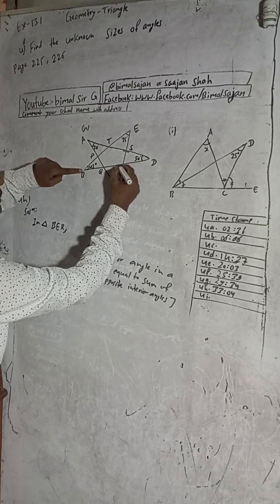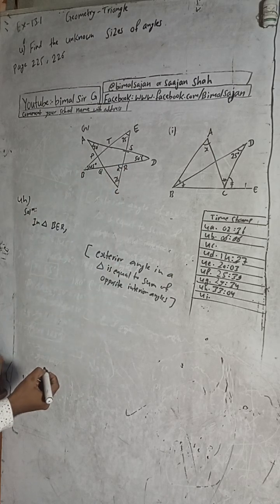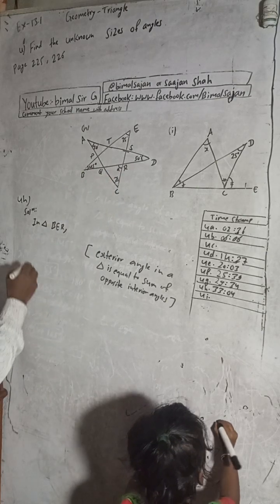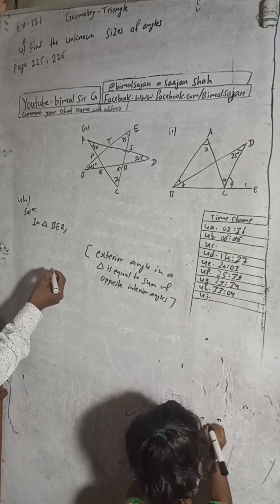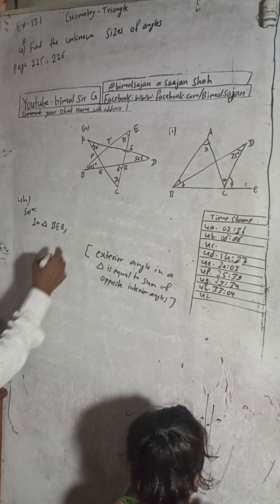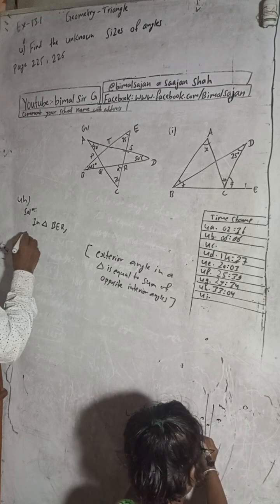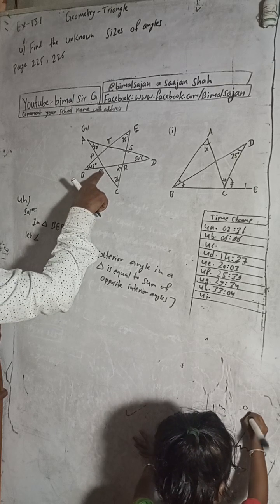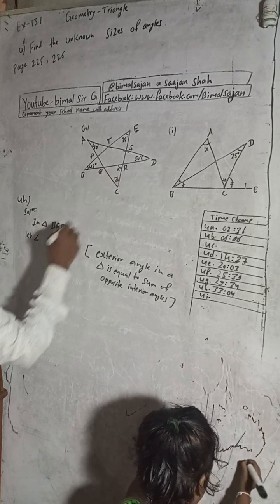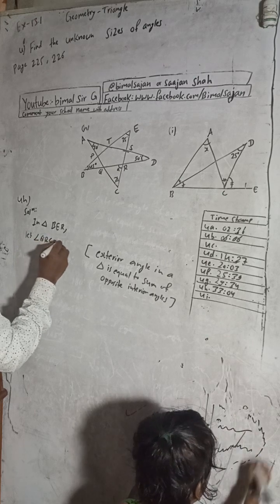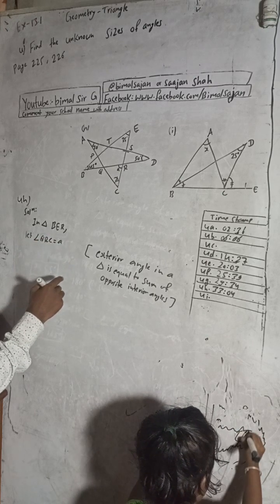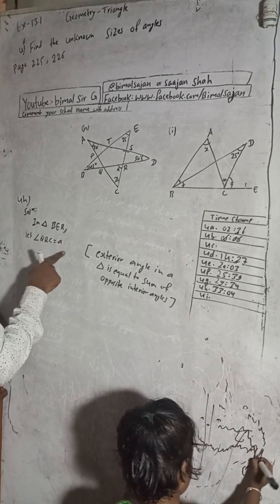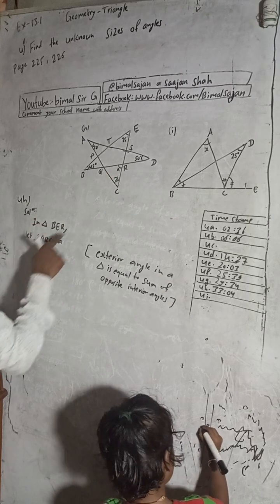So I will suppose this angle is A. According to this, if you want to write 'let', you can write it here. I will write 'let' in the solution: let angle QRC be equal to A. Let this be equal to A, QRC is equal to A.